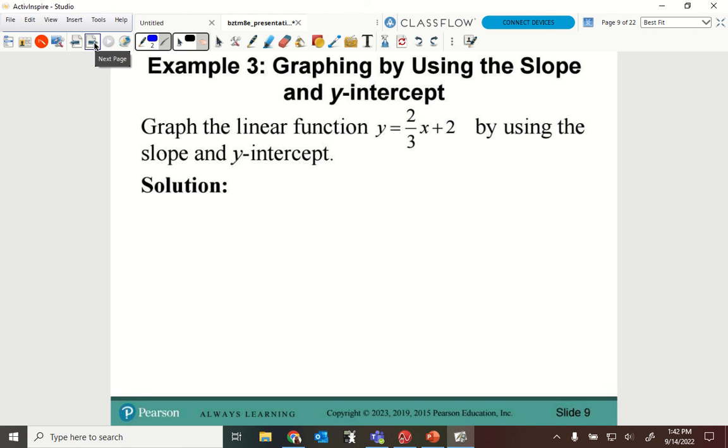Graph the linear function by using the slope and the y-intercept. All right, so first, what is the y-intercept going to be? Because that's where I'm starting. 0, 2. So it goes on the 0, comma 2. Now my slope is going to be, what do we got? Rise 2, run 3. Yeah, 2 over 3, right? My slope is going to be 2 over 3.